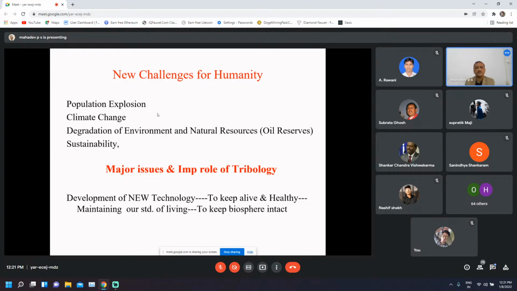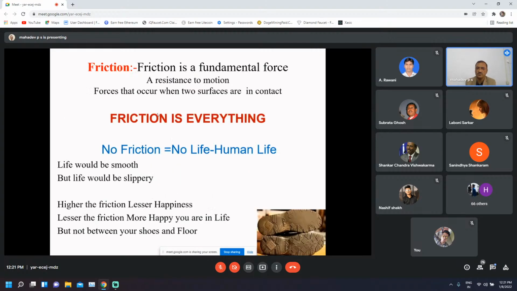So the important role of tribology is the development of new technology to keep alive and healthy, maintaining our standard of living and keeping our biosphere intact. So the GHG, greenhouse gas emissions, are reduced.